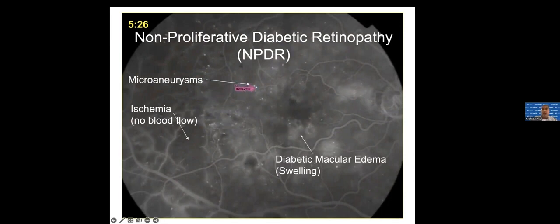These are called microaneurysms, and we can see them leaking, and we can see areas that are dark because there's no blood flow. We call it ischemia. And we can see this leakage here from these aneurysms. This is that diabetic macular edema, or the swelling in the retina that we were talking about.